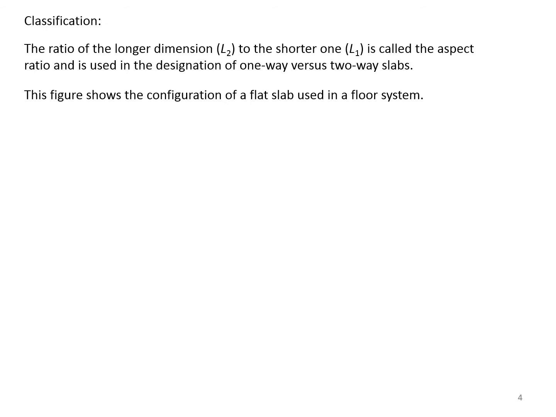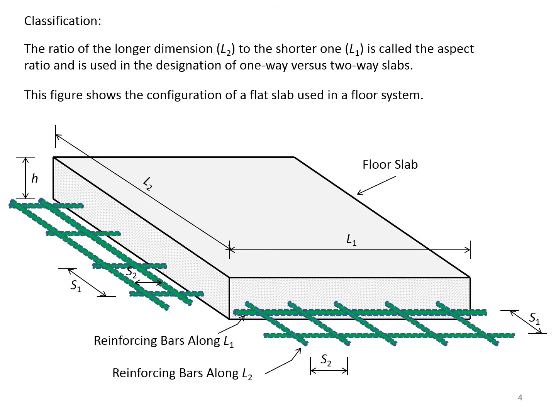The ratio of the longer dimension L2 to the shorter one L1 is called the aspect ratio and is used in the designation of one-way versus two-way slabs. This figure shows the configuration of a flat slab used in a floor system. As you can see, the reinforcement in the L1 direction has a spacing of S1 and the reinforcement in the L2 direction has a spacing of S2. The thickness of the slab is H.